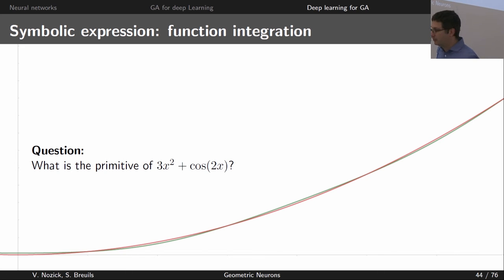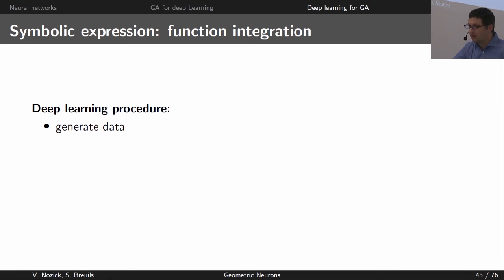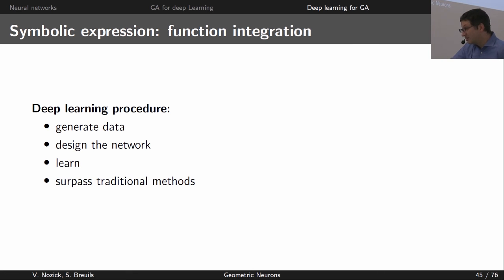And if you can't remember, you may want to design a neural network to do it for you. And that would be good, actually. So the usual way to solve that kind of problem is to generate some data, then design the network, train, and usually surpass traditional methods. This is the way it happens usually.